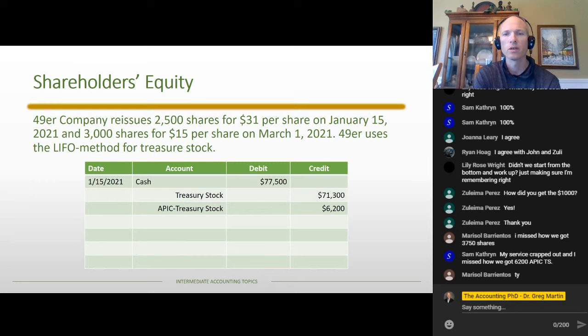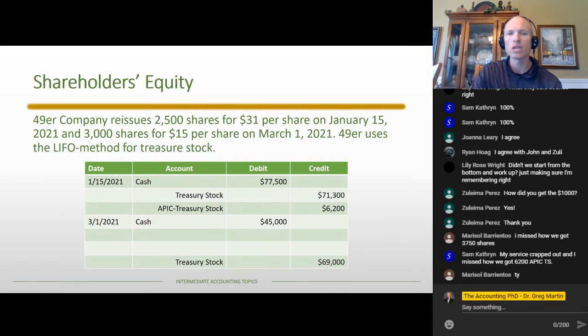2021 entry, the amount of cash that we received was $6,200 more than the cost of the Treasury stock that we had repurchased. And so the idea there is anytime the cash that you receive is above your cost, that's an additional contribution. And we take that contribution and we put it into our APIC Treasury stock account. And so that's where the $6,200 came from.